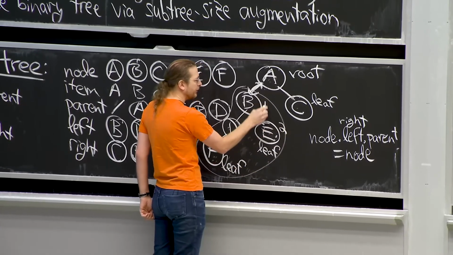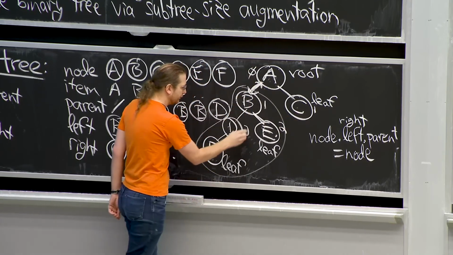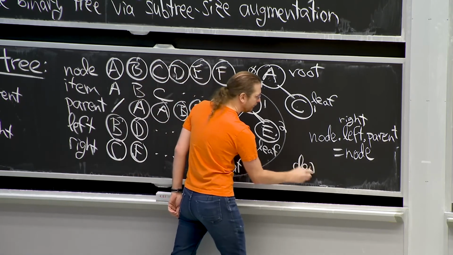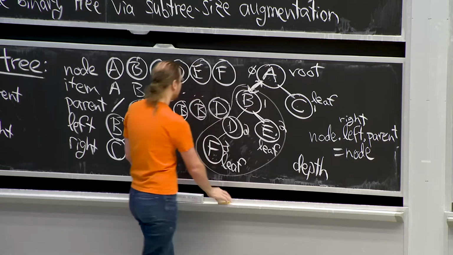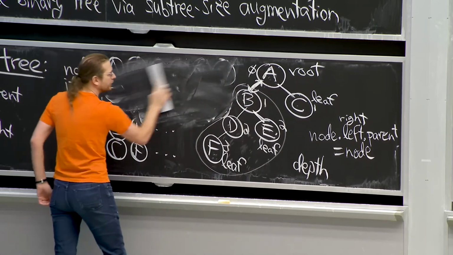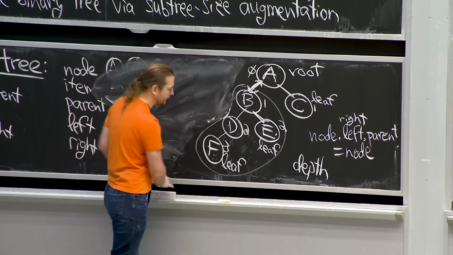Depth of E is 2. Depth of these guys is 1. Depth of the root is 0, 2, 3. So those are depths. I'm going to clean this up a little bit so I can focus on the image.